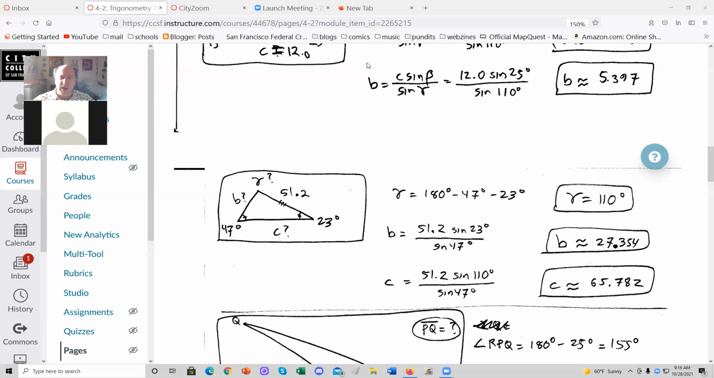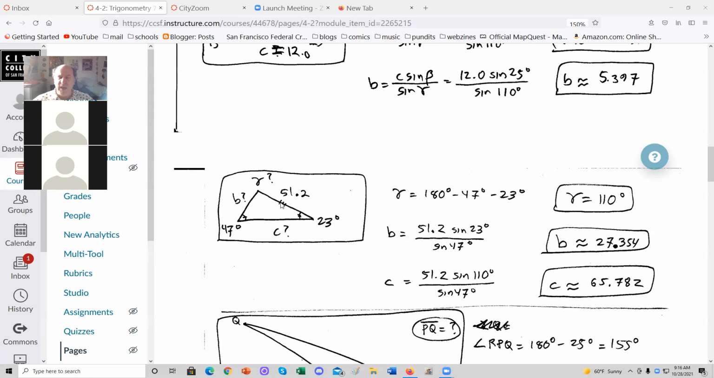Here's an angle angle side problem. Given two angles, alpha and beta, and side A, opposite angle alpha. What's the third angle gamma? What are the other two sides B and C? All right, now, as before, we find the third angle gamma by subtracting 180 minus 47 minus 23. That comes out to gamma is 110 degrees. So all three angles and one side.